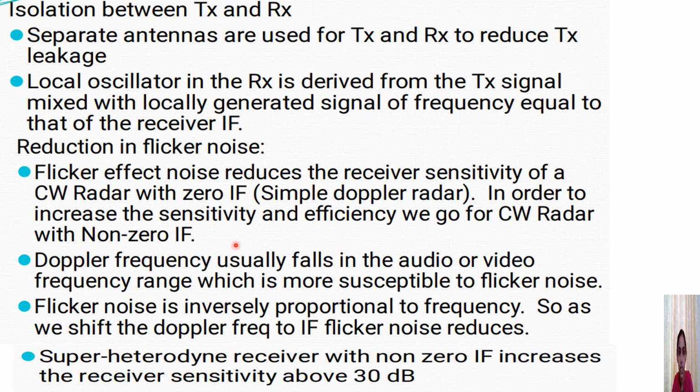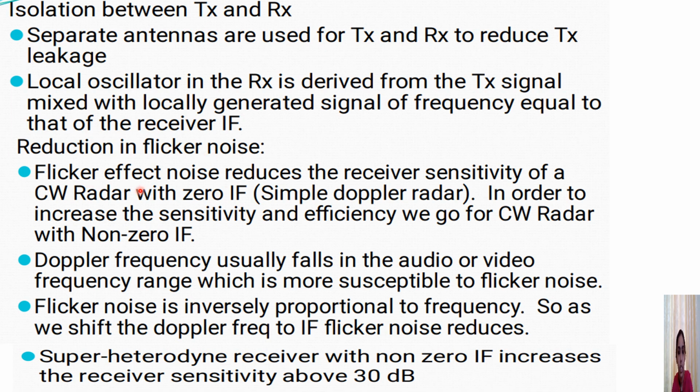So the main points are written here. Separate antennas can be used for transmission and reception to reduce the transmitter leakage. And here a local oscillator signal, some portion of which is derived from the transmitter signal, is mixed with a locally generated signal of a frequency equal to the receiver intermediate frequency. So depending upon the receiver intermediate frequency only, we are going to design the local oscillator, and there is a reduction in the noise, which means there will be increased sensitivity for the receiver.